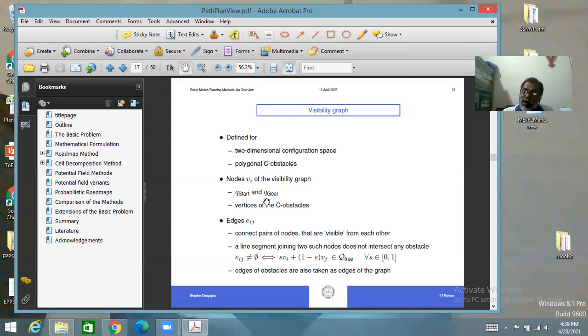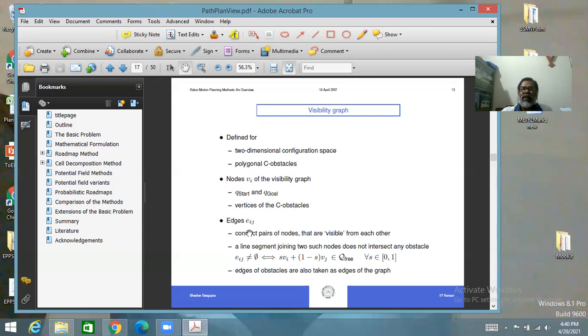And already existing will have what? It will have all the vertices of the C obstacles. Okay? All the vertices. And that is why it has to operate with polygonal obstacles. Okay? So these are the nodes. Basically, vertices of the C obstacles, and for every query, the Q start and Q goal will be added. So edges.